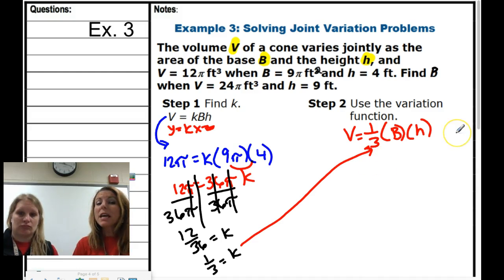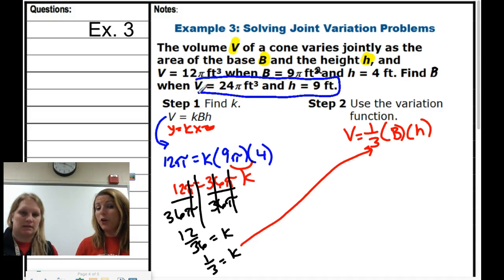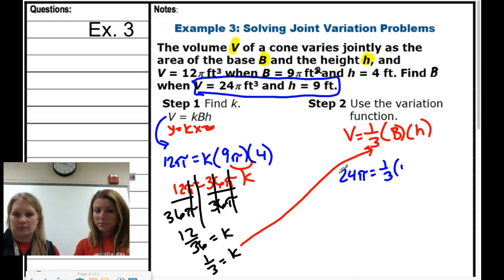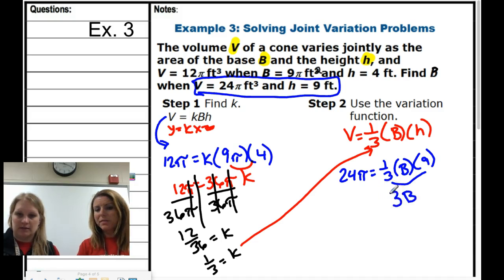Now notice, we don't go back and use the original 12 pi, because it's saying find big B, which is the area of the base, when the volume is 24 pi. So we got 24 pi equals 1/3 times B, which we're still trying to find, times h is 9. So we multiply the right side. We get 1/3 times 9 is 3B, B equals 24 pi.